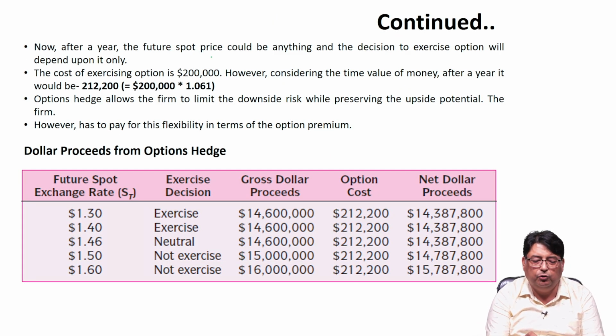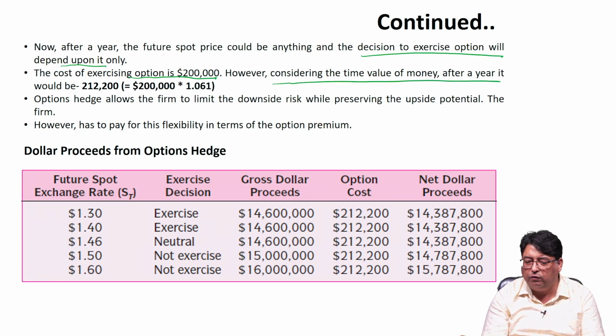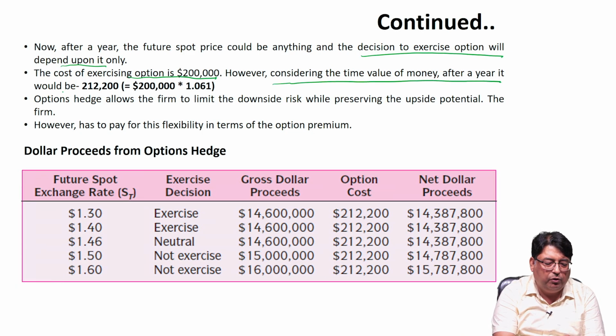Now, after a year, the future spot price could be anything, and the decision to exercise the option will depend upon it only. The cost of exercising the option is $2 lakh. However, considering the time value of money, after a year it would be $2,12,000 if we apply the interest rate which is applicable in the US, 6.1%.